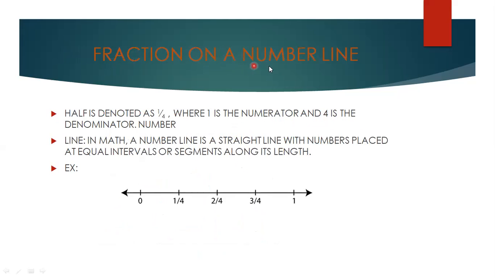Next, fraction on a number line. Quarter is denoted as 1 by 4, where 1 is the numerator and 4 is the denominator. Number line: in math, a number line is a straight line with numbers placed at equal intervals or segments along its length. See here how you will represent fractions on a number line. Here 0, 1. Between 0 and 1, we know that half means 1 by 2, quarter means 1 by 4. So 1 by 4, 2 by 4, 3 by 4, like this. Now 4 by 4 means we will get 1. So we write here like this.